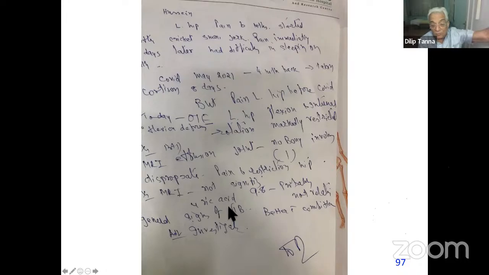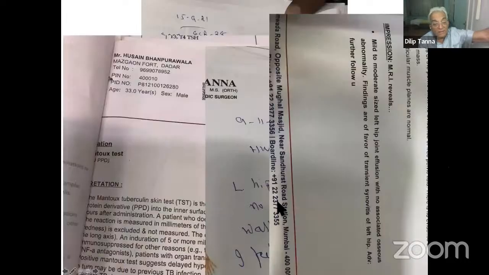No general signs of tuberculosis. Better with Combiflam temporarily. And ultimately the tuberculin test was negative. So I was quite perplexed. What is the problem? Mild to moderate size left hip joint effusion with no associated findings.